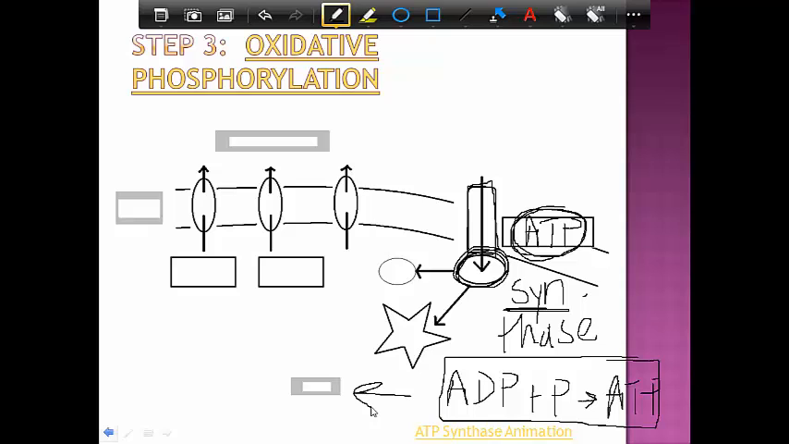Now, why do we need hydrogen ions? That's the question I left you with before. When the hydrogen ions diffuse through this protein channel and interact with this enzyme right here, this ATP synthase, they actually activate the enzyme. They change the shape of the enzyme so that it can perform this reaction better.